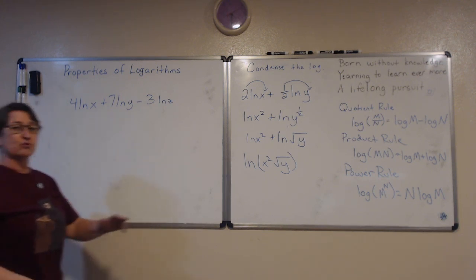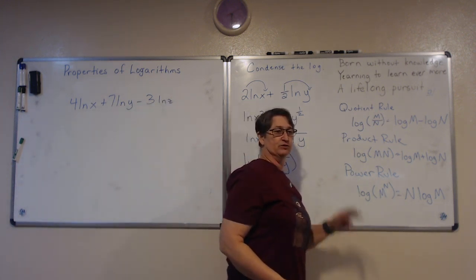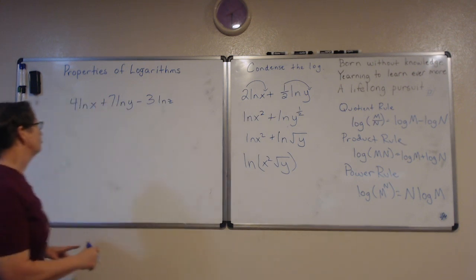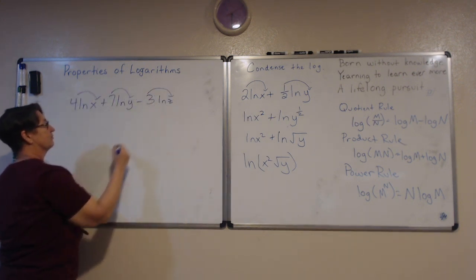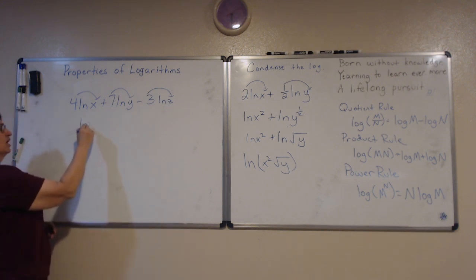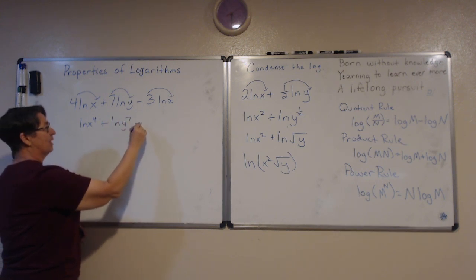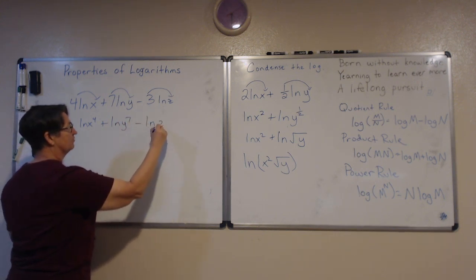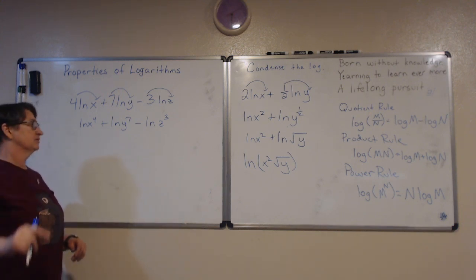All right, first thing we're going to do is look for those powers. Power rule first. So kick those powers back on first. So I got natural log of x to the 4th plus natural log of y to the 7th minus natural log of z cubed. That's step 1.